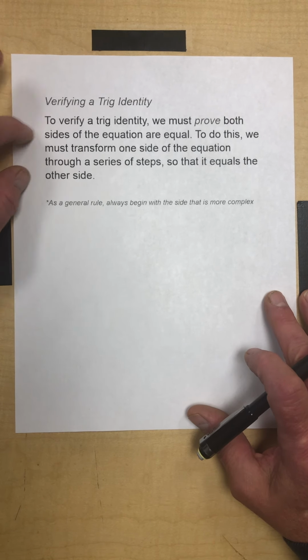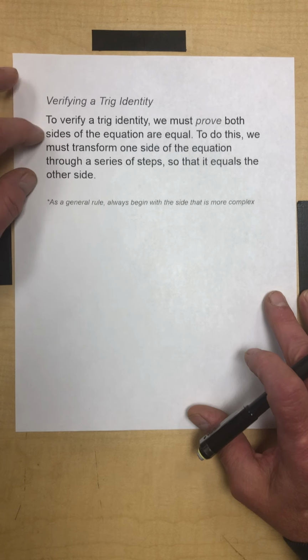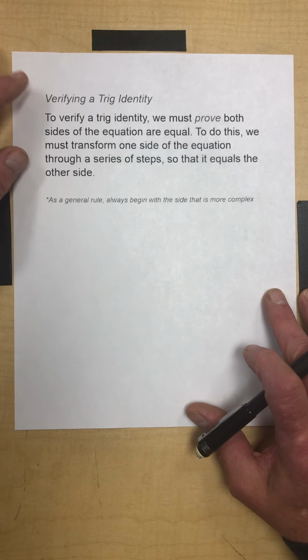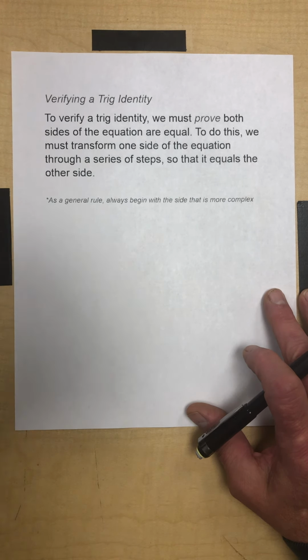This is the trigonometric version of doing a geometric proof. If you remember, last year when we started doing proofs, everybody struggles with them, and then you get better over time. So it's the same thing here with verifying trig identities.